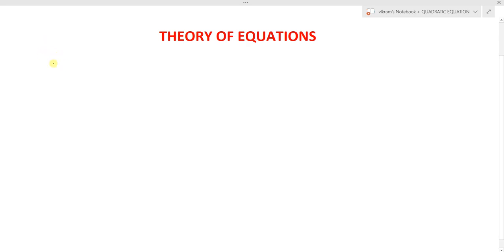Theory of equations. In previous lectures, we learned about quadratic equations. In the quadratic equations, we have seen the relation between the coefficients of the quadratic equation and the roots of the quadratic equation. So now the theory of equations is used to find the relation between the roots and coefficients of polynomial equations.